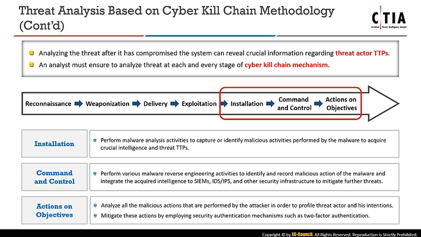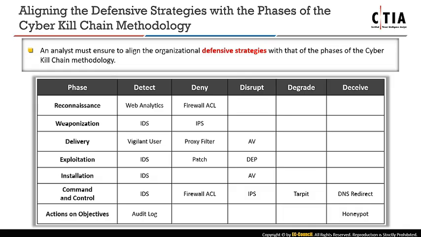So we're going to profile it, we're going to find their intentions, and we're going to mitigate future actions by, again, working this information back into our SIEMs and IDSs, IPSs, and implementing other types of controls, for instance, like two-factor authentication, to avoid this in the future. So that's the kill chain. Let's look at some further features of the kill chain.